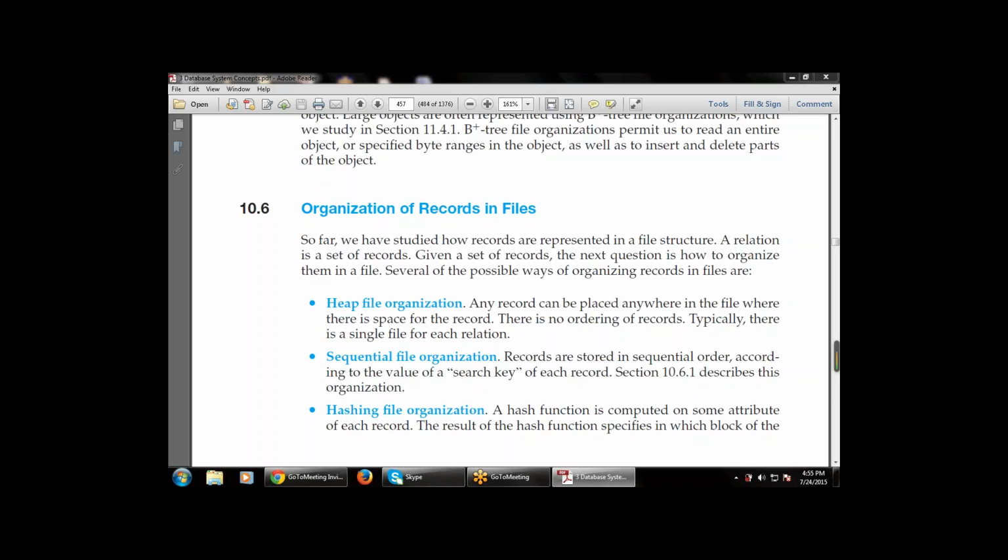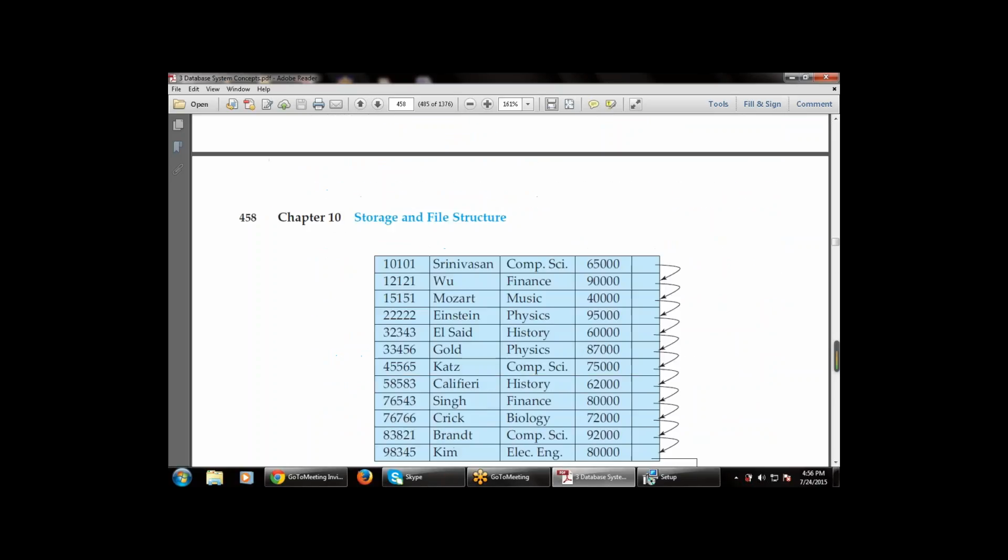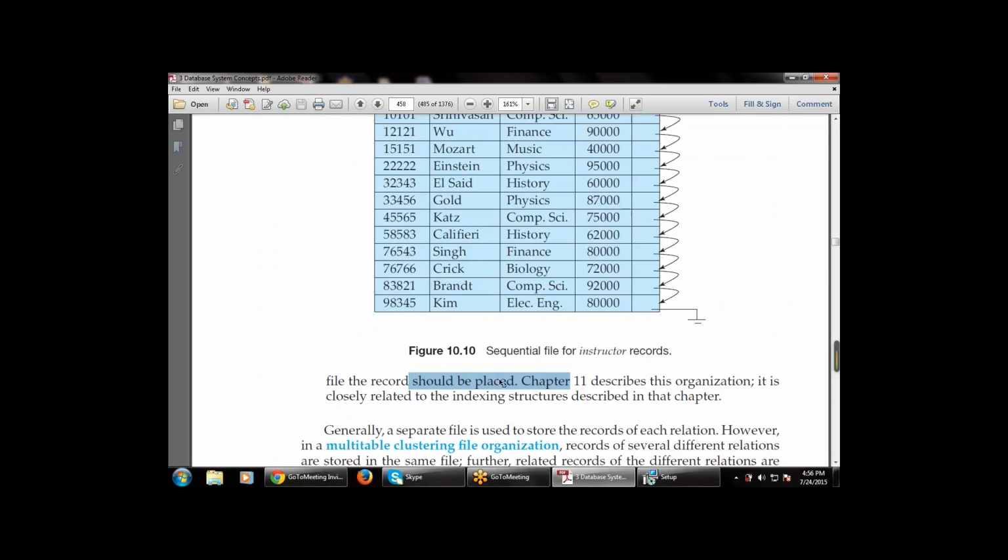Then there is the hashing file organization, in which a hash function is computed on some attributes of each record. The result specifies in which block of the file the record should be placed.